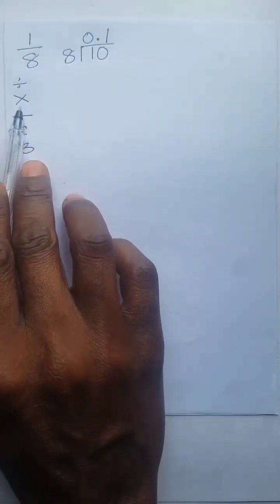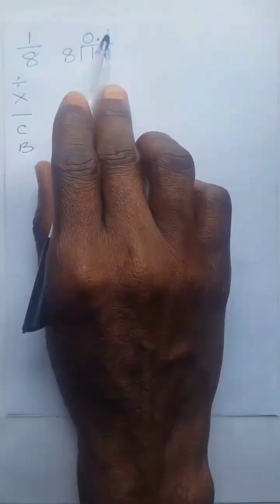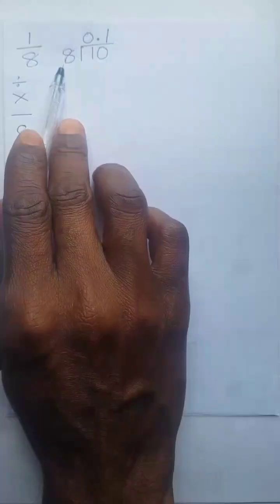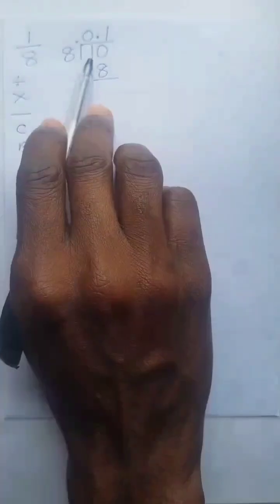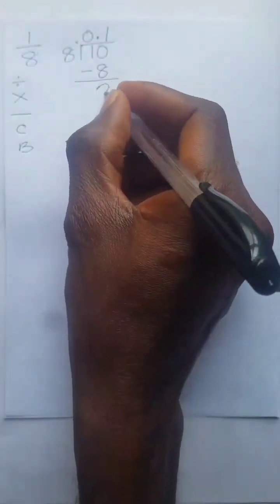The next step is multiplication. What are you multiplying? Whatever answer you had with the 8 here. So I'll place a small multiplication sign there to always remember. So 1 times 8 is what? 8. So that's my 8. The next step is subtraction. 10 minus 8 is 2.